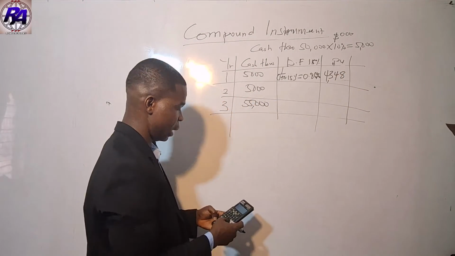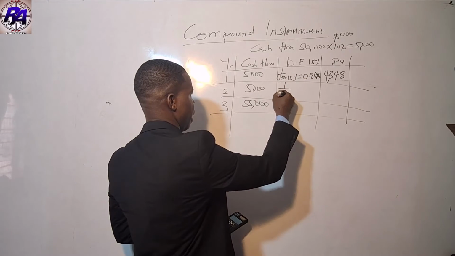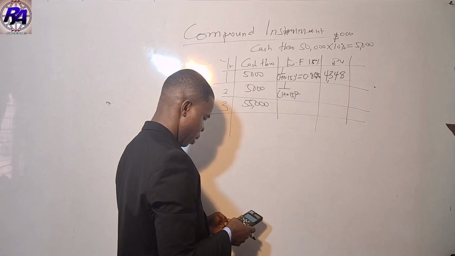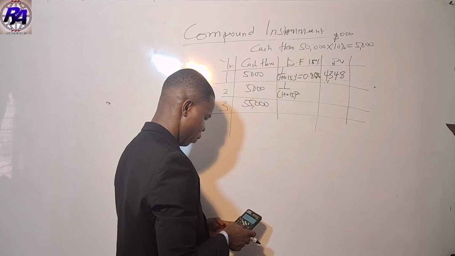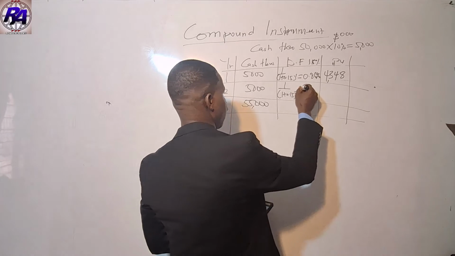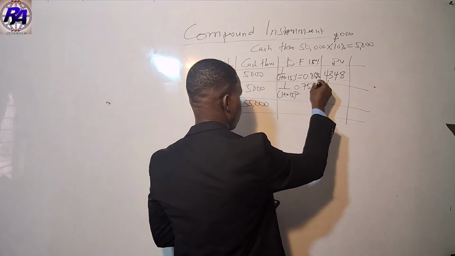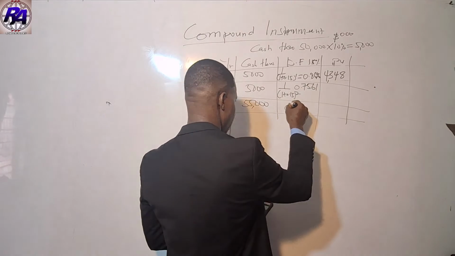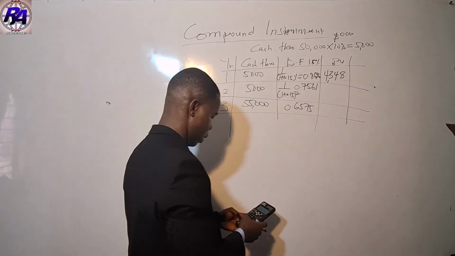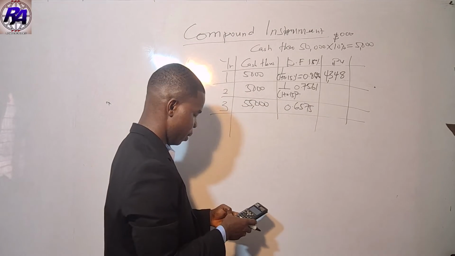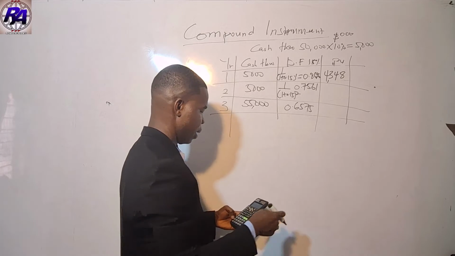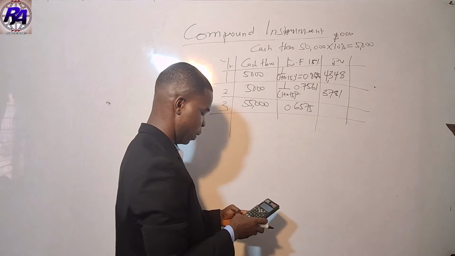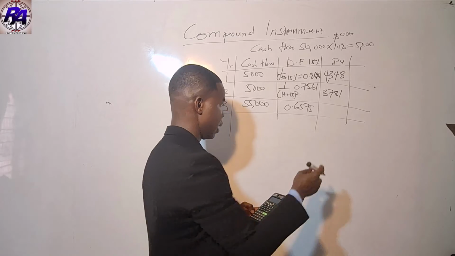Then we go to the second one. So we will change this one to 2. So 1 divided by 1 plus 0.15 raised to the power 2. So 1 divided by 1.15 raised to the power 2. And this is giving us 0.7561. Let's do the last one at once. Yes, 3 is giving us 3. And this is going to be 0.6575. Okay, so 5,000 times 0.7561 is giving us 3,781. And then the last one, 55,000 times 0.6575, is giving us 36,163.